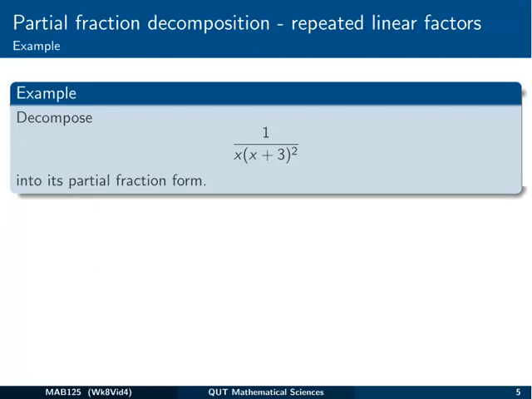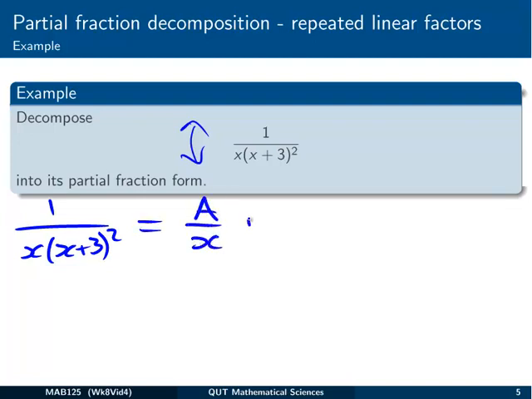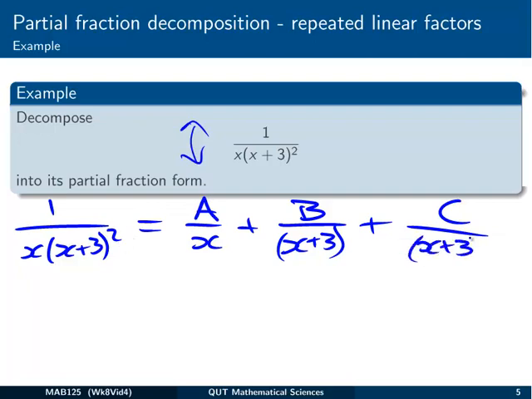So let's try it out with this one. Maybe if you want to try out another one later, you could go back and redo the first example we did and check how to get that one right. But for now, let's decompose this one. Now this, we've already done step 1 here because the factorization's been done. So what we can say is we've got 1 over x, that's linear, and x plus 3 is linear, but it's repeated. So we're going to have a over x, constant b over x plus 3, and then another one to take care of the fact that we've got a power there, so (x plus 3) all squared.